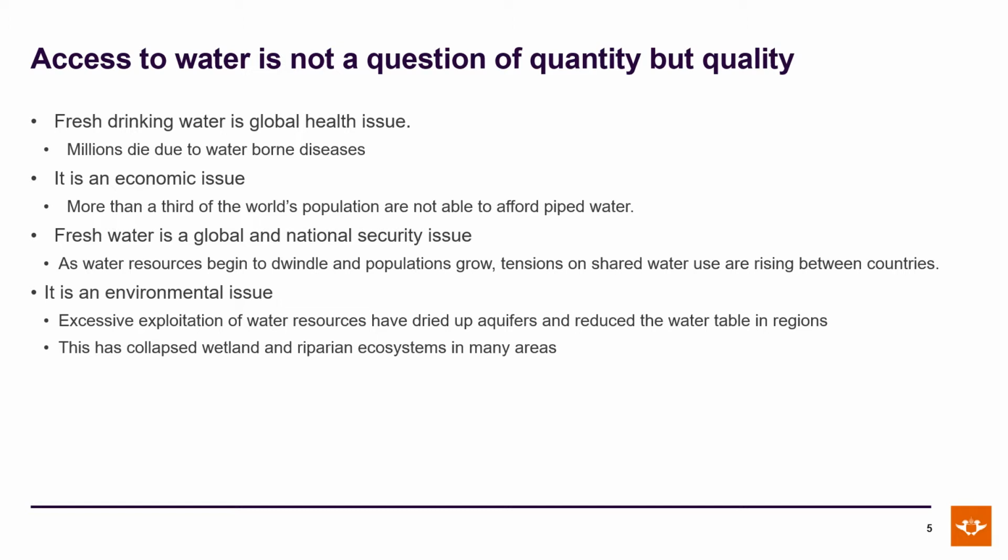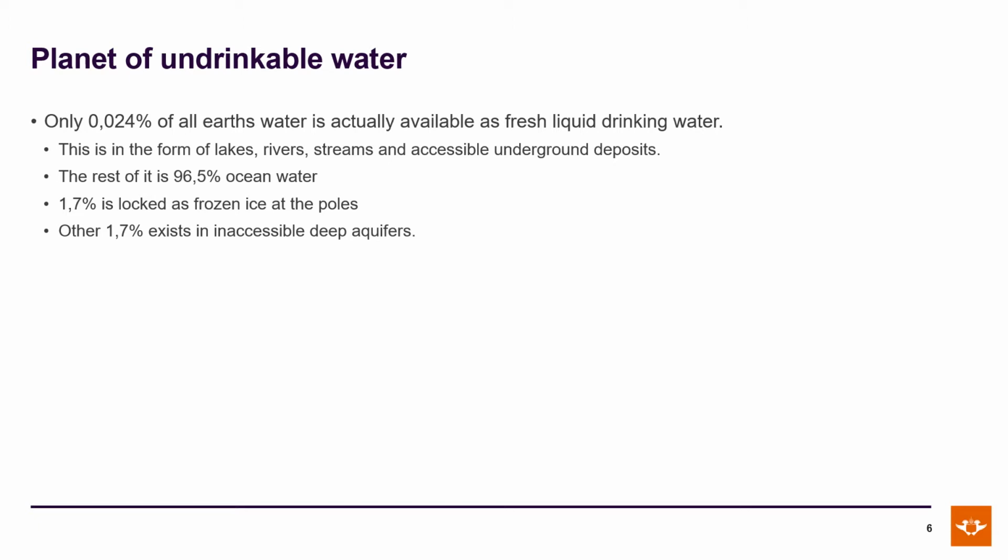We live on a planet of undrinkable water. Basically, only 0.024% of all of Earth's water is actually available to us in the form of fresh liquid drinking water. This is in the form of lakes, rivers and streams, as well as underground deposits that would be accessible to us. The rest of it is 96.5% ocean or salt water. 1.7% of that is locked up in the poles, and then the other 1.7% exists as deep, inaccessible underground aquifers.